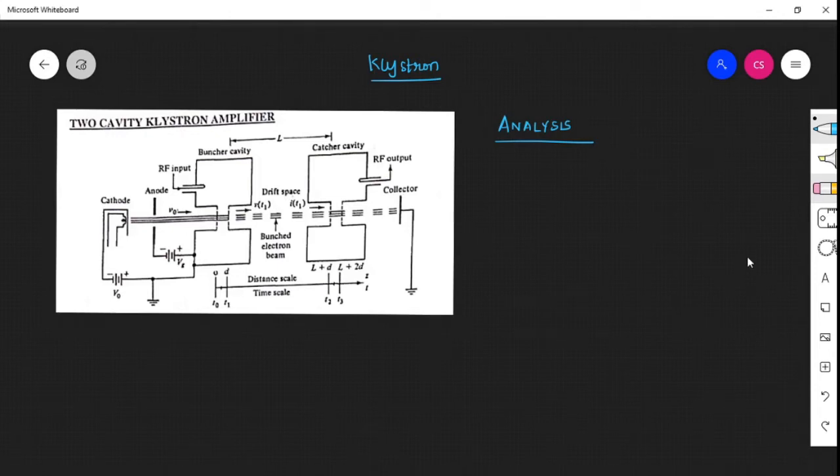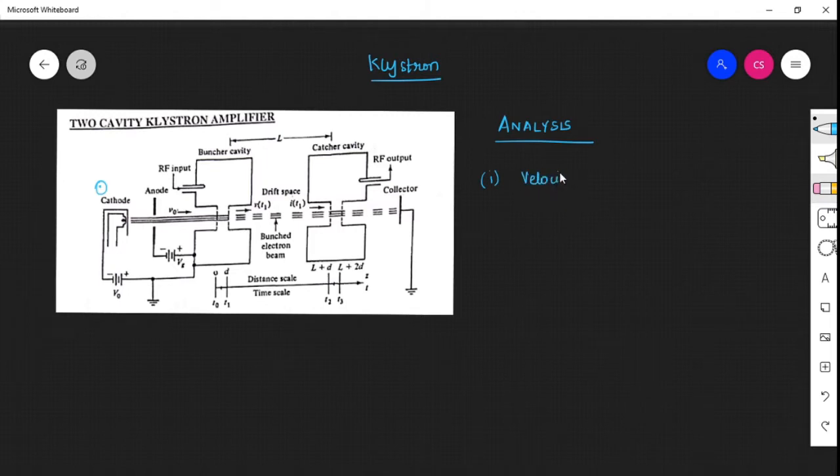Let us now start the mathematical analysis of the two-cavity klystron. So we will start from the leftmost part. The first part is the electrons being emitted by the cathode. So I'm going to start with the first part, the velocity of the electron. The electron is being emitted with a certain velocity.